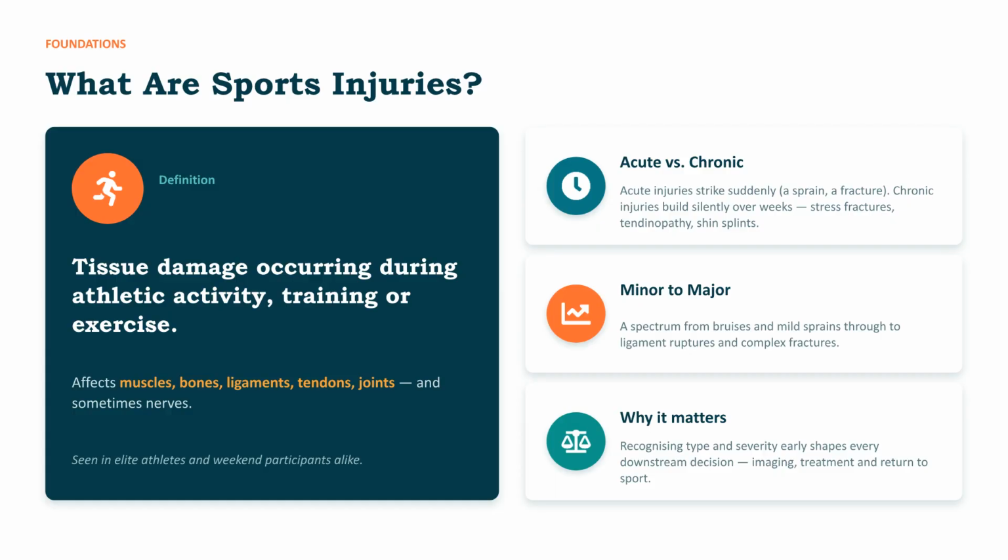Why does this matter? Because recognizing the type and severity early shapes every downstream decision. What imaging to order, whether to treat conservatively or surgically, and when the athlete can safely return. Get this first step right and you're on the right track.